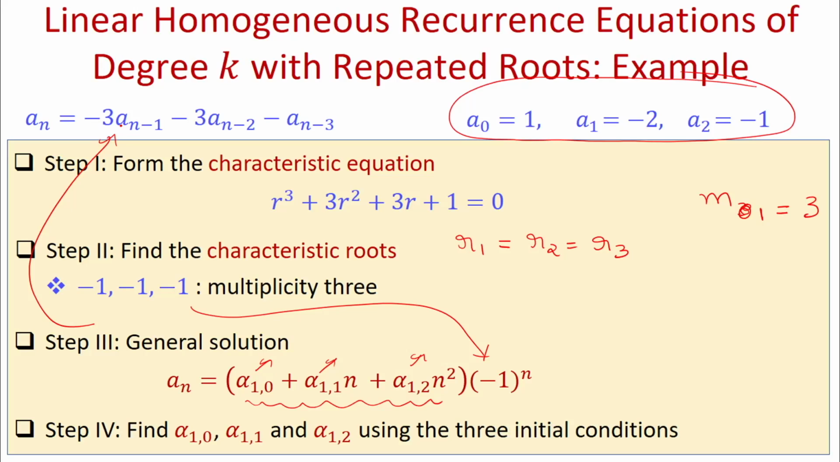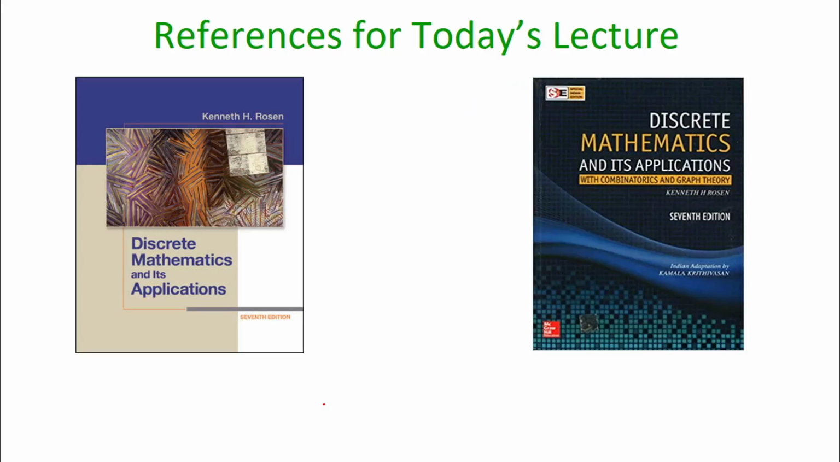That means they start with the terms 1, minus 2, minus 1 and the nth term satisfies the recurrence condition. That you can do by substituting n equal to 0 here, n equal to 1 here and n equal to 2 here in this general form, and whatever expression you obtain, equate it with 1, minus 2 and minus 1. By doing that, you will obtain three equations in these three unknown constants, alpha 1 0, alpha 1 1, alpha 1 2, and you get the exact value of these constants and hence the exact sequence satisfying the recurrence condition. Okay, so that brings me to the end of today's lecture.